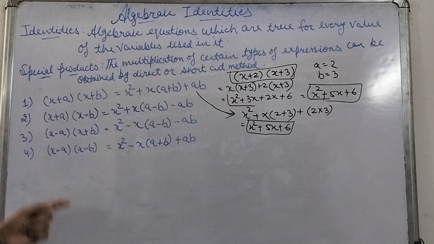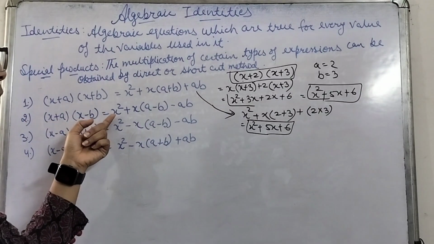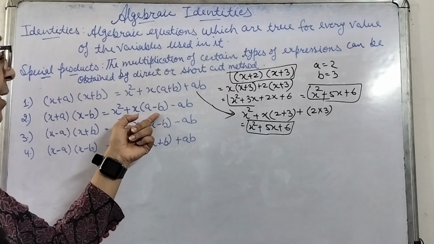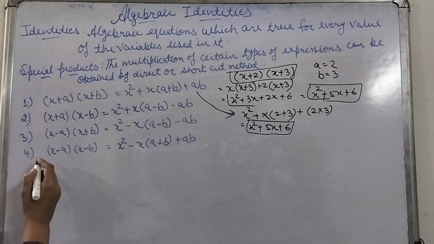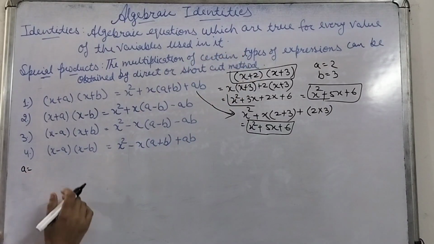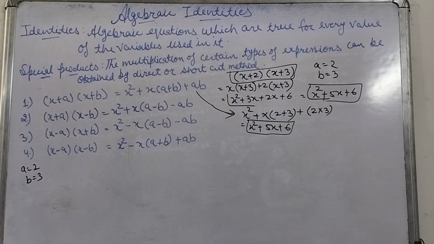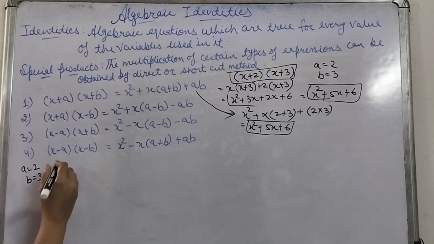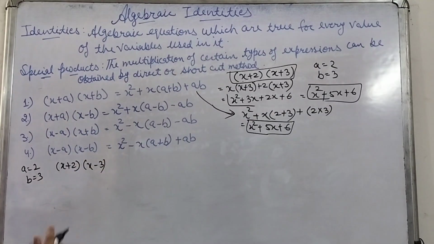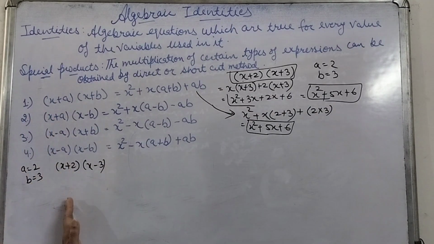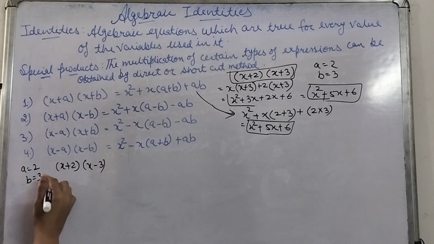Now let's take the second, that is x plus a multiplied by x minus b, which is equivalent to x square plus x multiplied by a minus b, minus ab. Over here, suppose I take a equal to 2 and b equal to 3. If this is the case, what will this expression become? x plus 2 multiplied by x minus 3. And if we simply multiply, not using this formula directly, then what will the answer be?